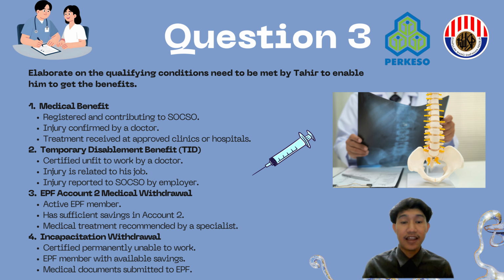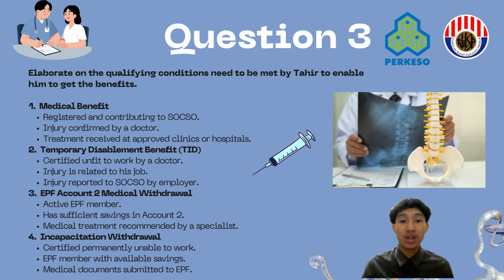Secondly is temporary disablement benefit, TDB. To receive TDB, Tahir must be certified by a doctor as temporarily unfit to work due to his slip disc condition. The injury must be proven to have arisen from his job activities, such as repetitive bending and prolonged standing. His employer must also report the injury to SOCSO within the required period. Third, EPF account 2 medical withdrawal. Tahir must be an active EPF member and have sufficient savings in account 2. The medical treatment required must be recommended by a specialist and the supporting medical reports must be provided. The withdrawal can be used to help cover treatment and rehabilitation expenses.